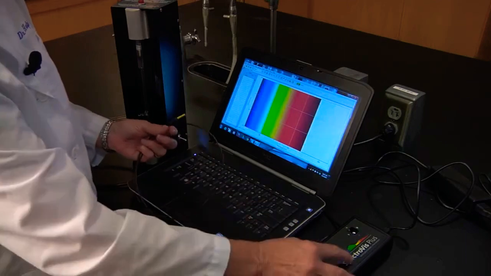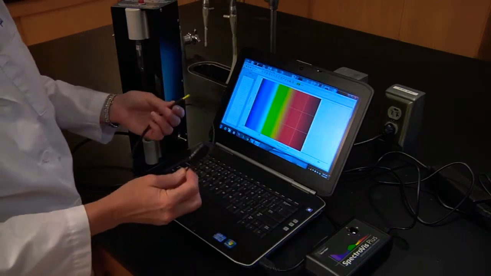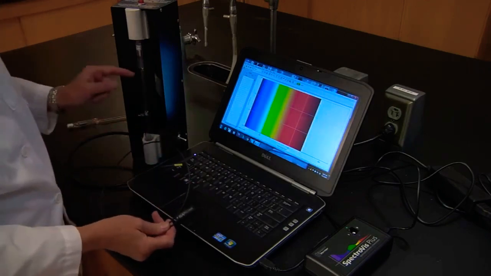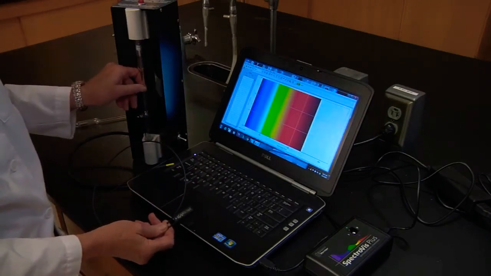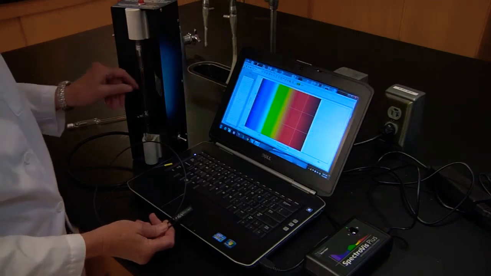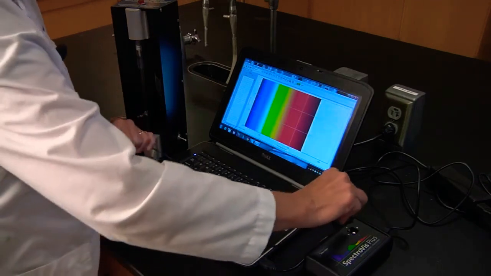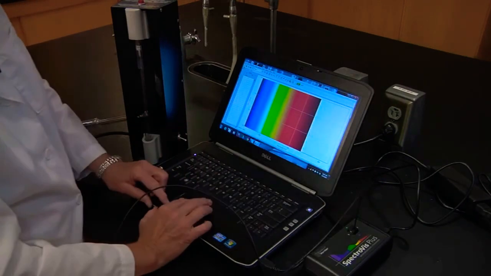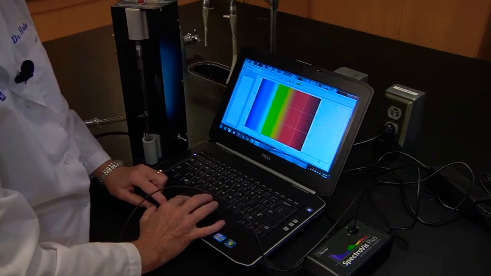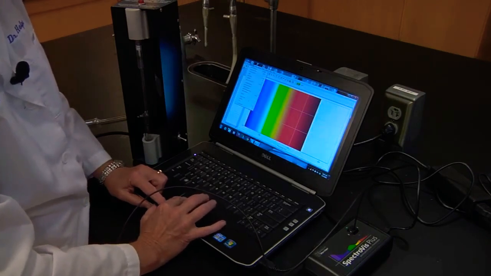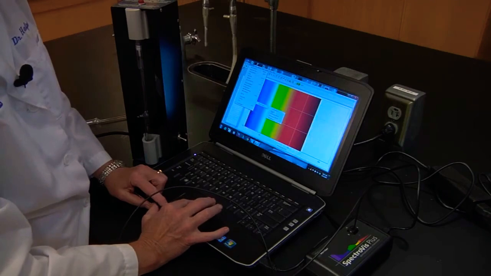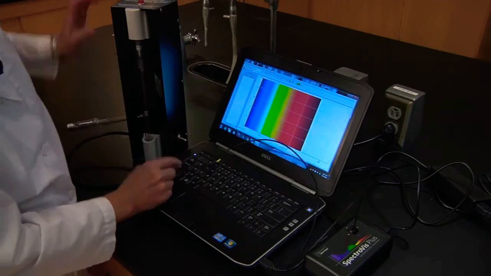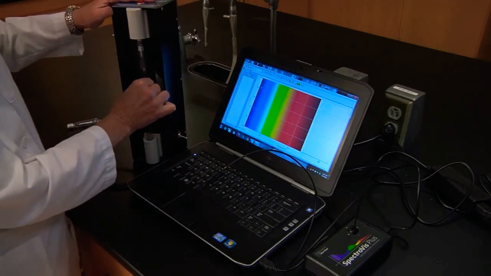We're going to use a spectrophotometer and a fiber optic cable to measure the wavelength and the intensity generated by excited hydrogen atoms. So we're going to put our fiber optic cable in our spectrophotometer. We're going to tell our software that we want to measure intensity, and we're going to look at our hydrogen tube here.